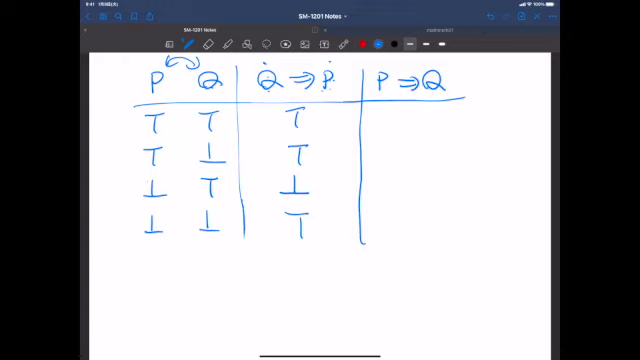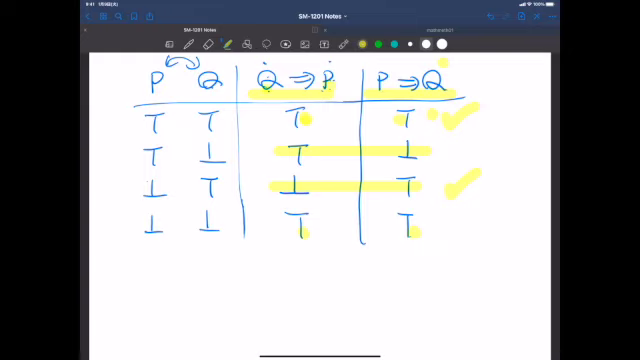P implies Q. So this should be true, and this is false, and this is true, and this is true. So if you compare Q implies P with P implies Q, then this is the same, but this is different. And this is different. This is the same. So this means even if P implies Q is true, that is this case and this case, Q implies P may not be true.